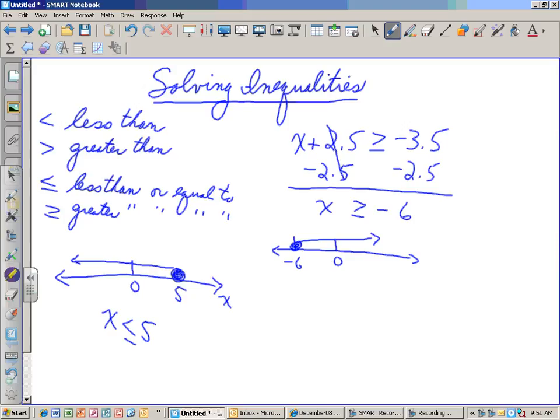Greater than is always a closed circle? No, not necessarily. Greater than or equal to. If you see the equal to, that's a closed circle.